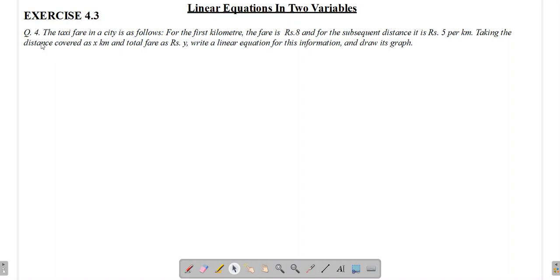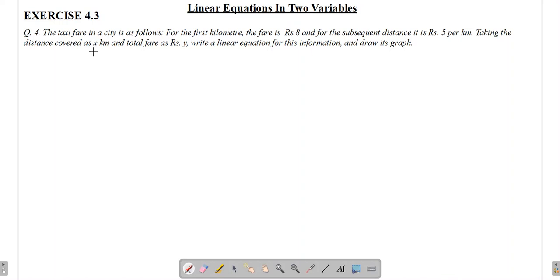The question says: a taxi fare in a city is as follows. For the first kilometer the fare is rupees 8, and for the subsequent distance it is rupees 5 per kilometer. Taking the distance covered as x kilometer and the fare as rupees y, write a linear equation for this information and draw its graph.